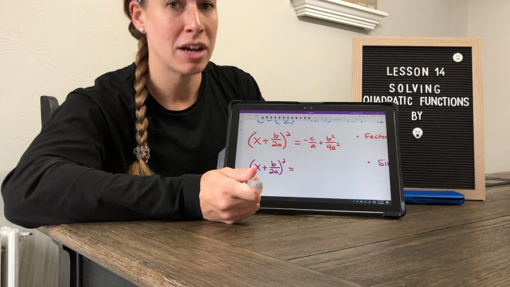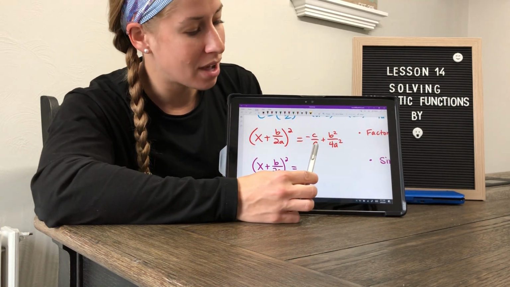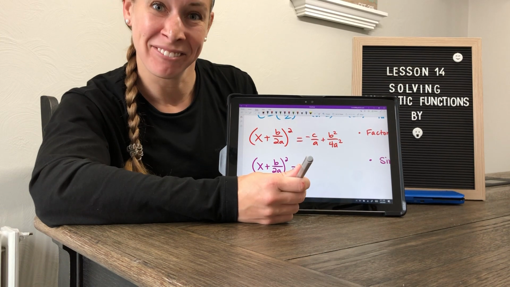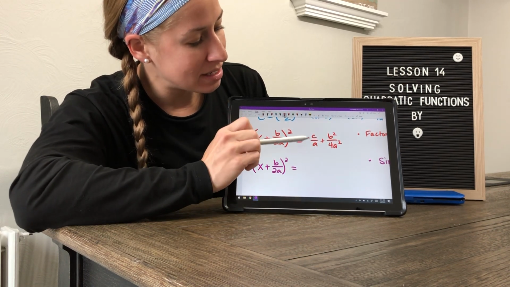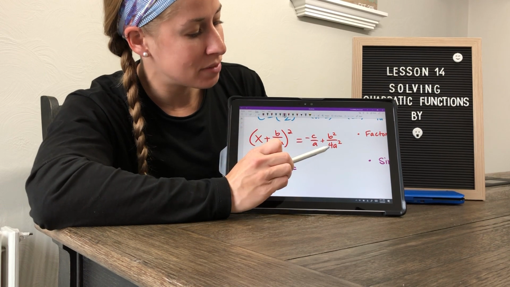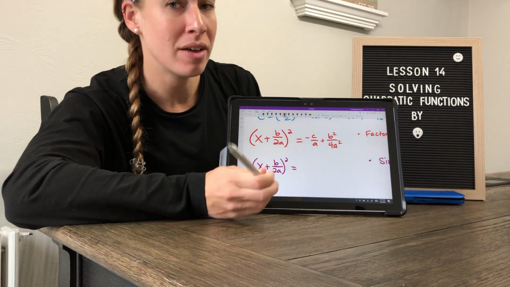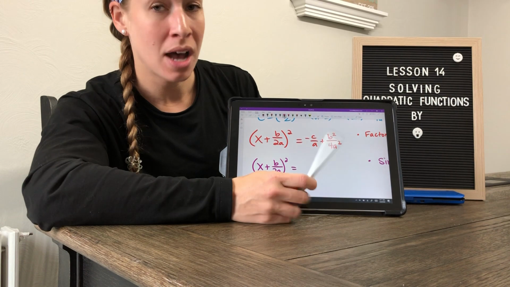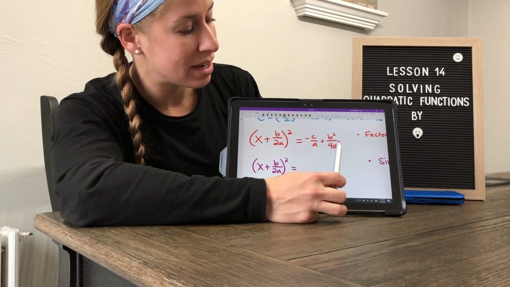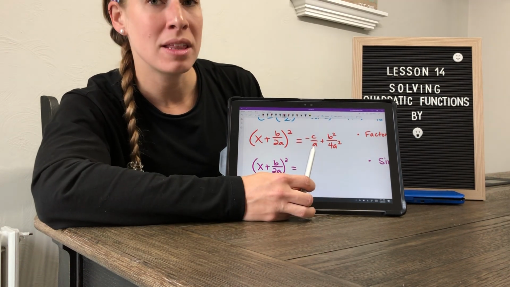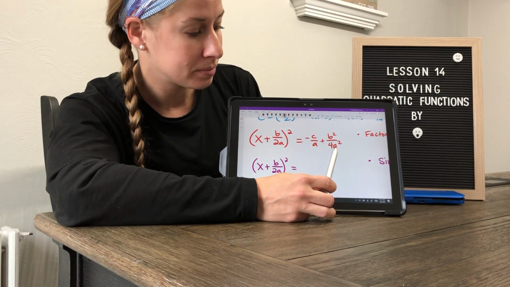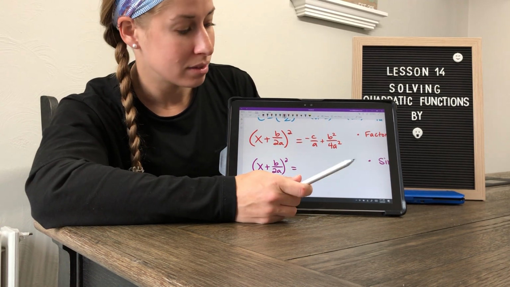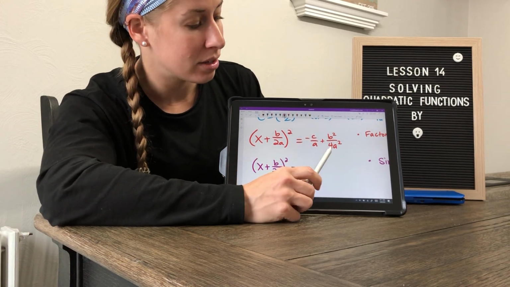When you're adding fractions together, don't you have to have a common denominator? Yes. So this denominator is a, and this denominator is 4a squared. So they both have at least one a. So our common denominator would be this 4a squared. So what do we need to multiply this denominator by to get to 4a squared? We already have 1a, so we only need to multiply by one more a and 4.